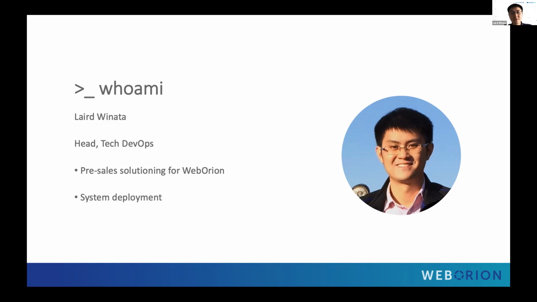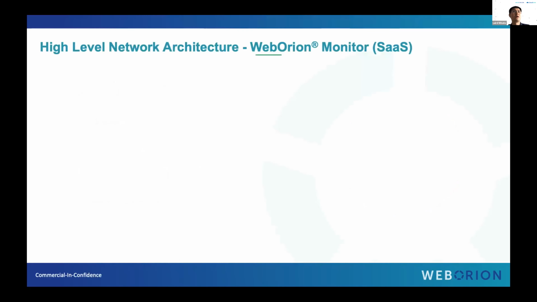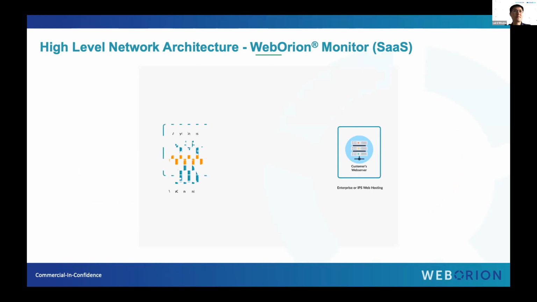So before we go to the live product demonstration, allow me to run through with you a high-level network architecture of WebOrion Monitor, and what I'm going to show you is for the SaaS version. So this is your web server. Your web server can be hosted in your own data center, on your premise, or even in the public cloud. And this is WebOrion Monitor. We are hosting our solutions on AWS in Singapore.